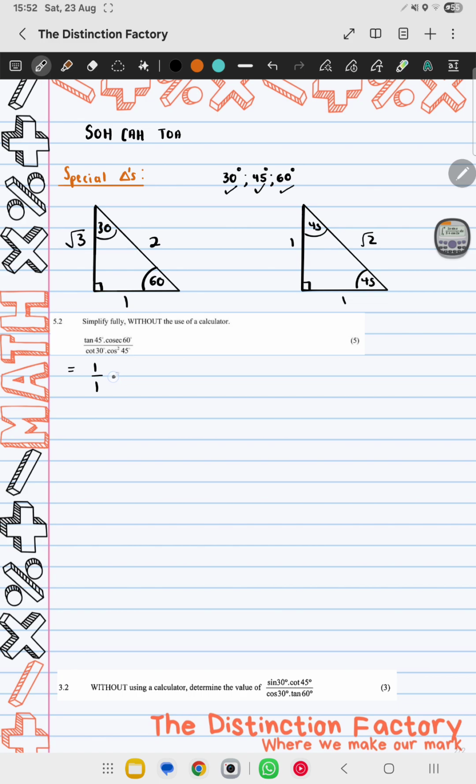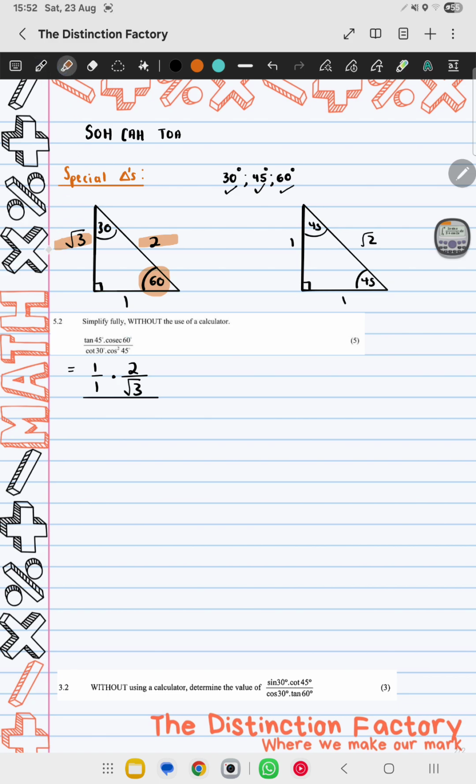Then they say cosec of 60, and cosec is the reciprocal of sine. So instead of reading sine as opposite over hypotenuse, we will read it as hypotenuse over opposite. We read it backwards. So we can now go over to our 60 degrees, which is here. And our hypotenuse is 2, and our opposite is root of 3. So it'll end up being 2 over square root of 3.